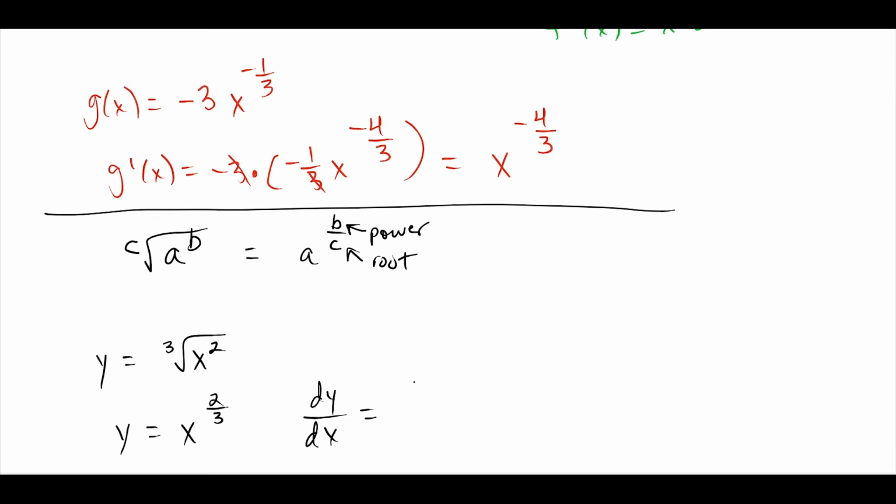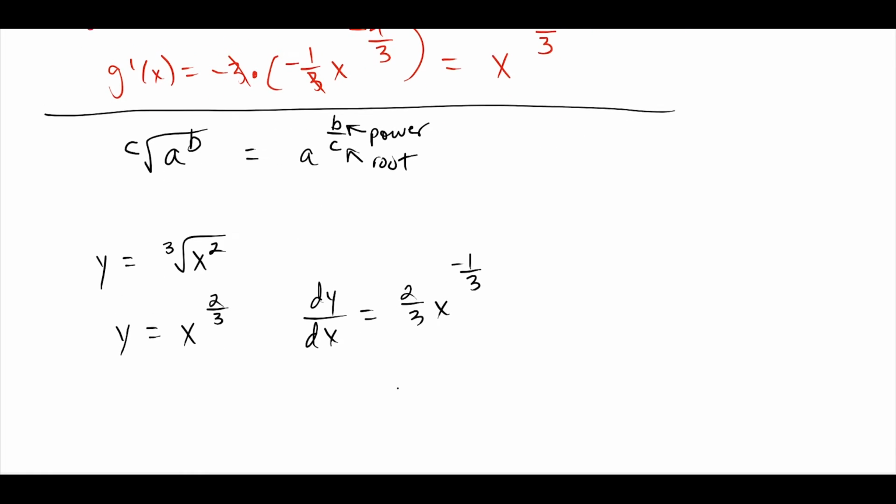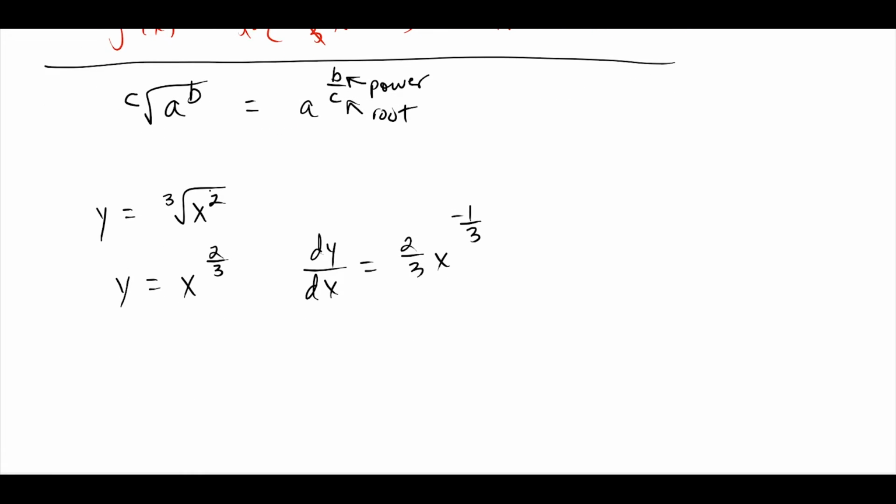dy/dx is equal to 2/3 x, and then I'm doing numerator minus denominator. So I'm doing 2 minus 3, which is negative 1/3. And here's our derivative here. So this is an example, once again, where we have radicals.